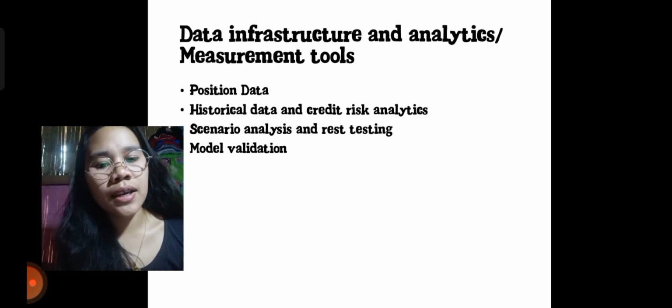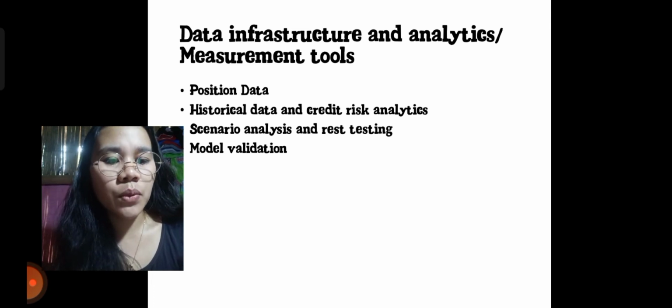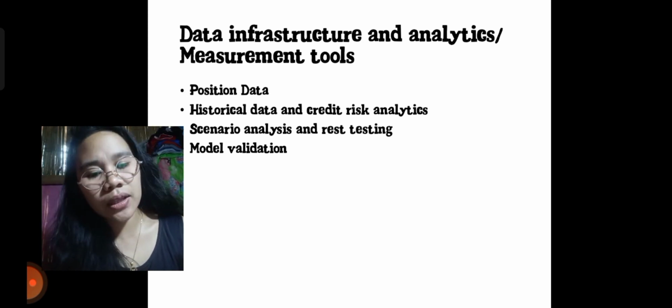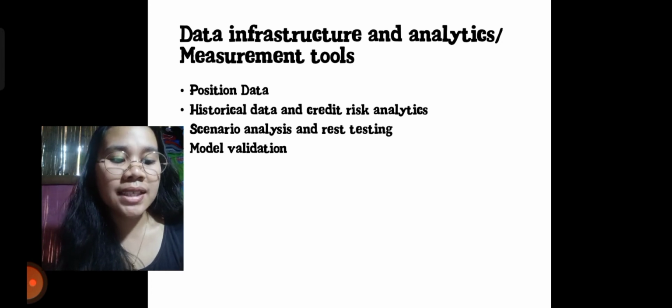Next are the infrastructures and analytic or measurement tools. Number one is position data. Position data is somewhat like loan data. That's an electronic file or set of files that captures lending product data from a financial firm's system. It is like a database extract that needs to be specified in detail.